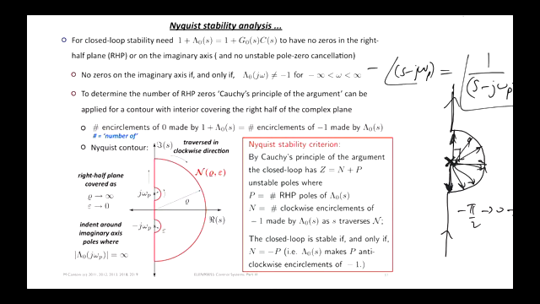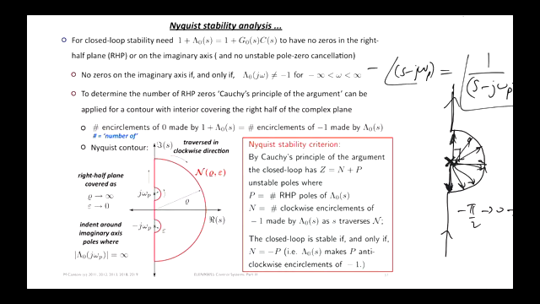If we count how many times that new contour encircles the critical point -1 in the clockwise direction, and call that n, then the number of zeros of this function in the right half plane, in other words the number of closed loop poles, will be z equals n plus p, where p is the number of open loop poles in the right half plane. So for closed loop stability, we want z to be 0.